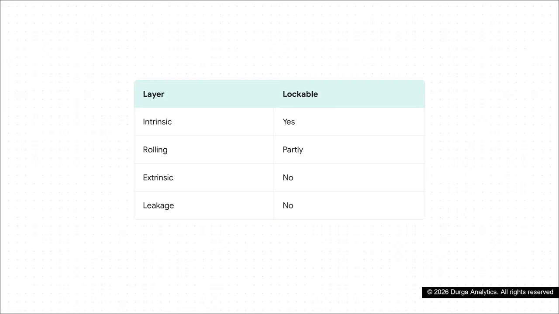Extrinsic value comes from volatility. You literally cannot lock it in today, and it requires a highly skilled desk to capture. And finally, operational leakage. Let me be perfectly blunt here. This is a cost. It is never a value.